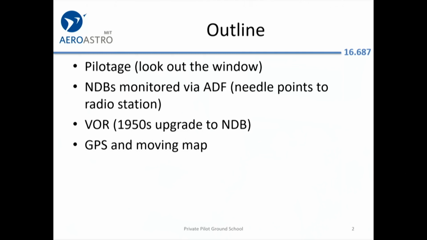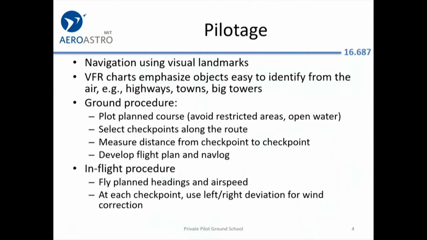That's called pilotage, planning your flight and then looking out the window. We'll talk about the old non-directional beacons, basically homing in on a radio station. In the 1950s, there was something called the VOR that we'll talk about that lets you figure out exactly your magnetic heading to or from a radio station. And finally, the way that most people get around these days, the GPS and the moving map.